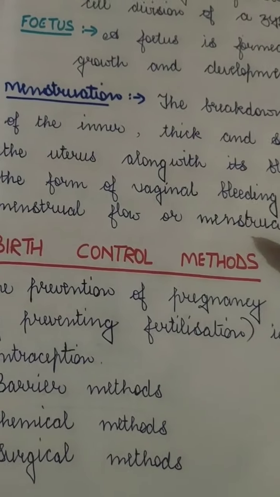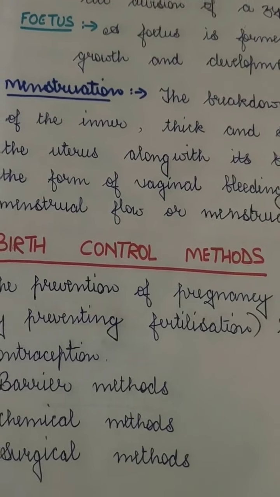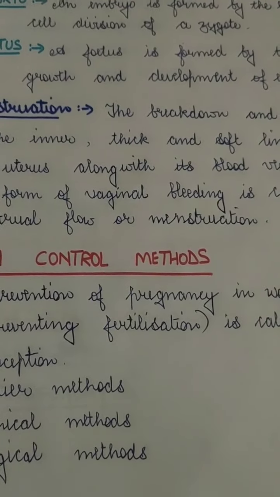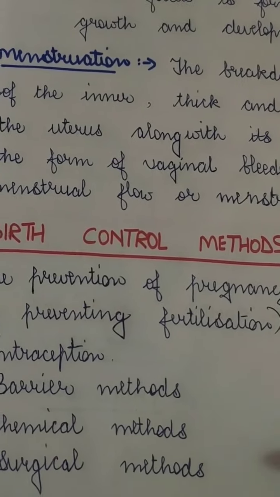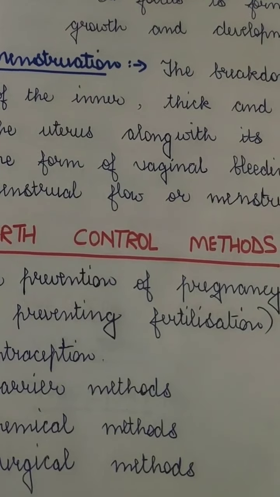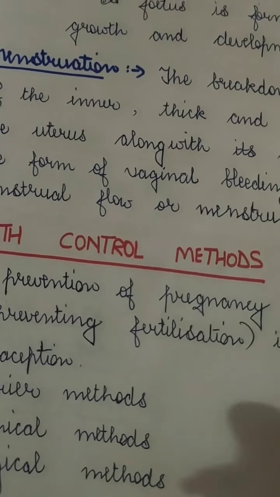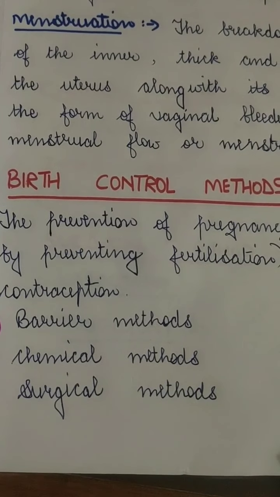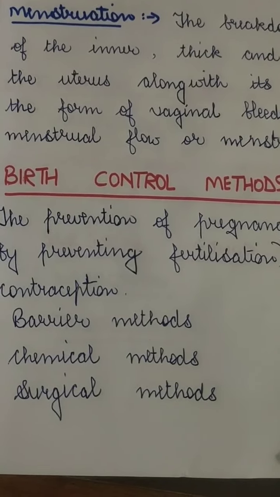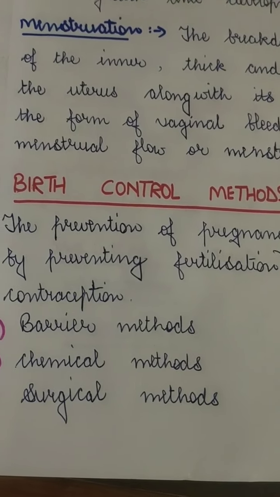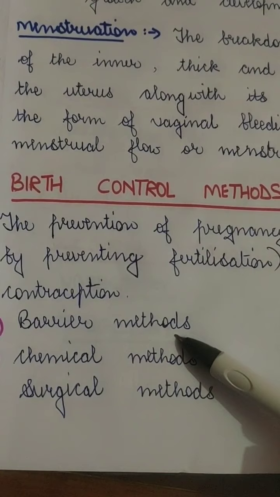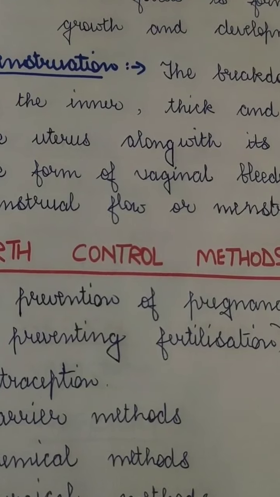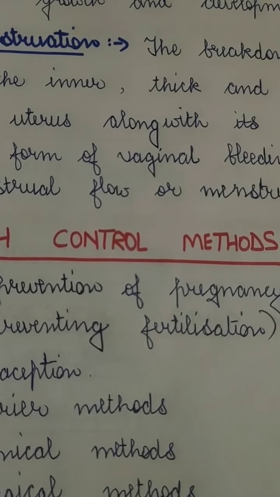Now, birth control methods. The government also follows many birth control methods, because they are very essential. They help to get rid of diseases, and they also get rid of unwanted population. There are some methods which are used in order to prevent the population or the birth. There are 3 methods: barrier methods, chemical method, and surgical method.